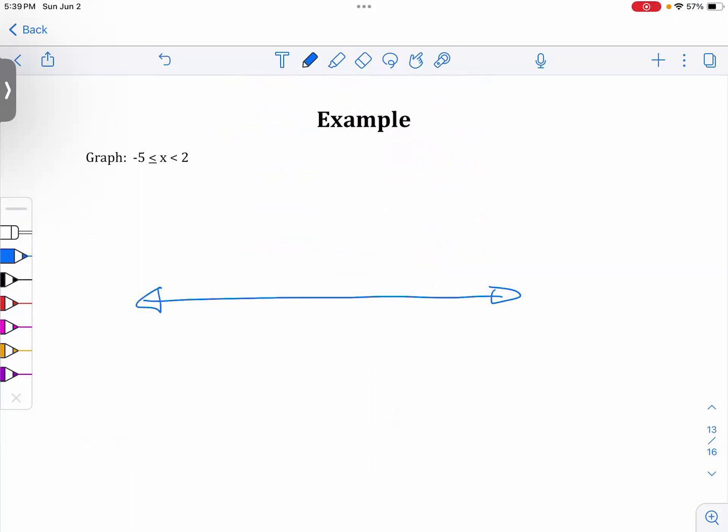Again, -5 to 2. So I have 0. -5 is over here. 2 is over here. And again, I don't bother drawing it to scale at all. It is the concept that matters. -5 is included up to 2 excluded. And that's the graph.